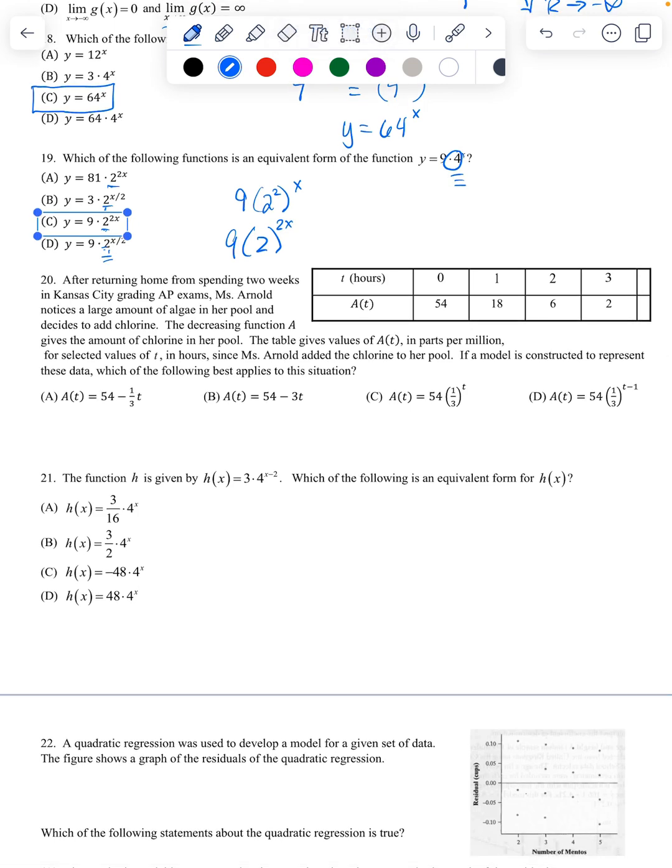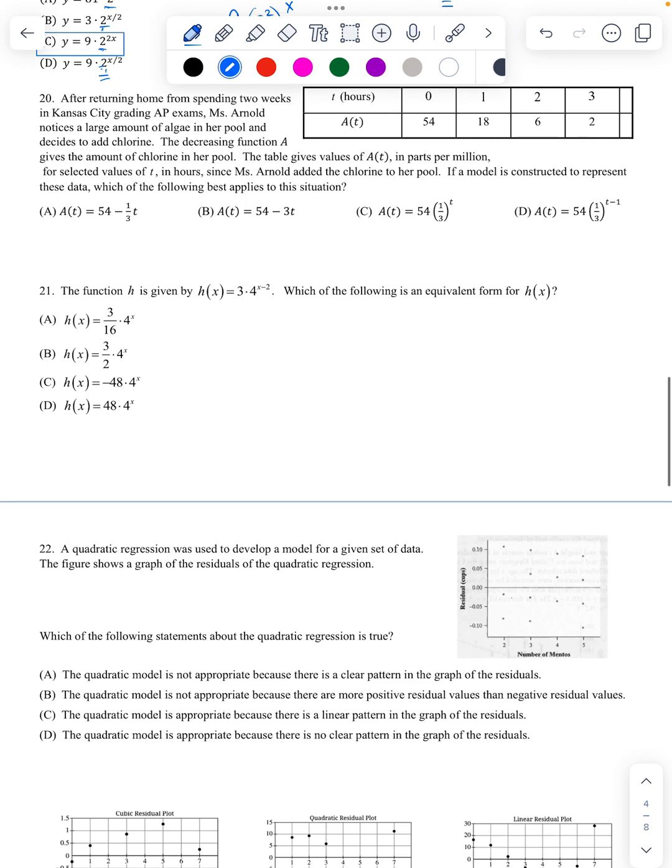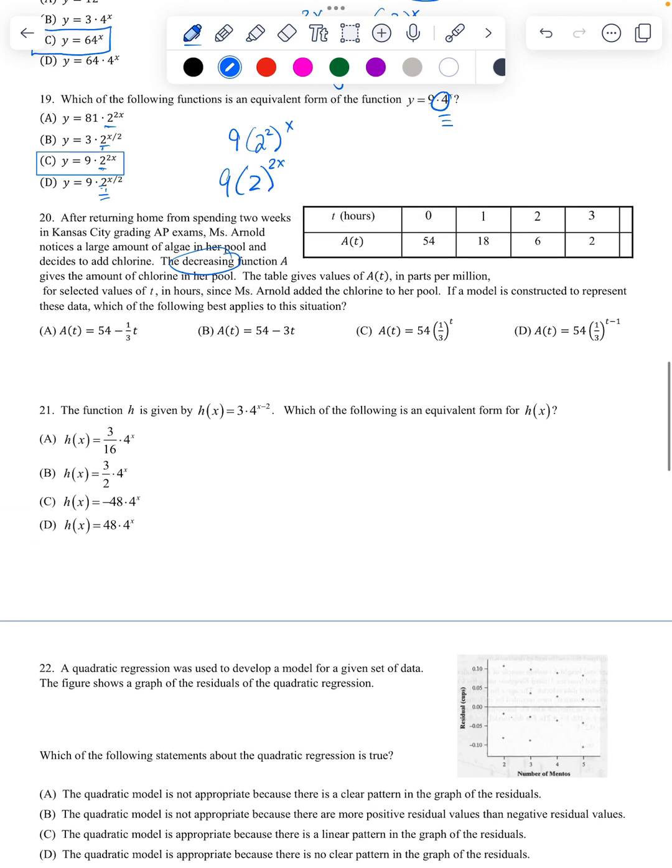After returning home from spending 2 weeks in Kansas City grading AP exams, Miss Arnold notices a large amount of algae in her pool and decides to add chlorine. The decreasing function, so that's probably significant, gives the amount of chlorine in her pool. The table gives values in parts per million for selected values of T in hours since Miss Arnold added the chlorine to her pool. If a model is constructed to represent the data, which of the following best applies? Okay, that is so many words to say which equation works for these values.